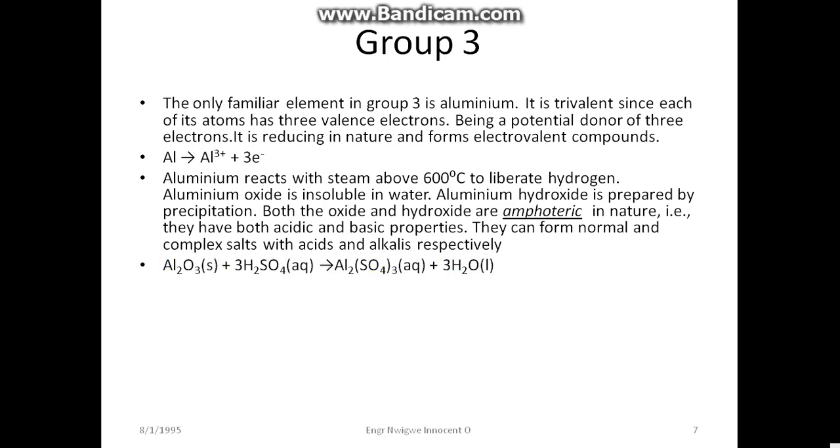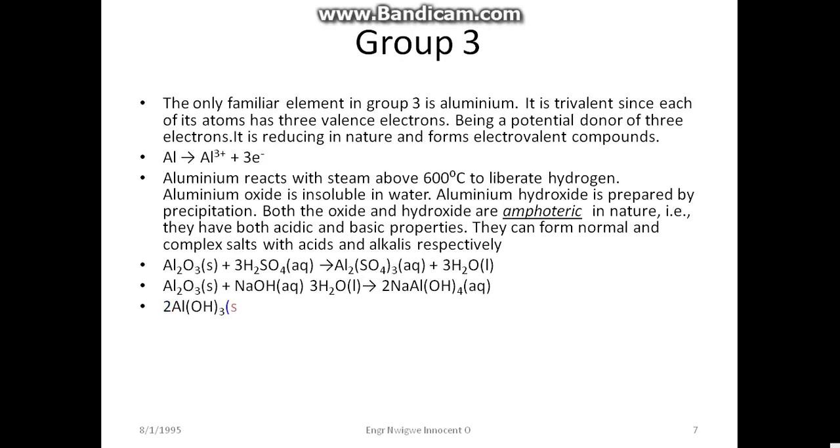Aluminium oxide plus 3 molecules of tetraoxosulfate 6 acid aqueous to give aluminium tetraoxosulfate 6 plus 3 molecules of water liquid. Aluminium oxide solid plus 2 molecules of sodium hydroxide aqueous plus water to give 2 molecules of sodium aluminium hydroxide.